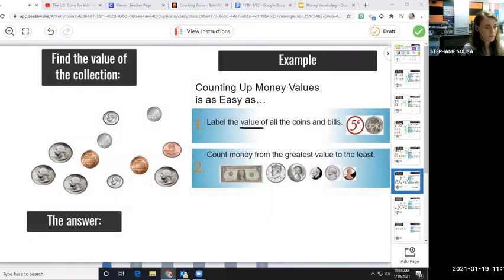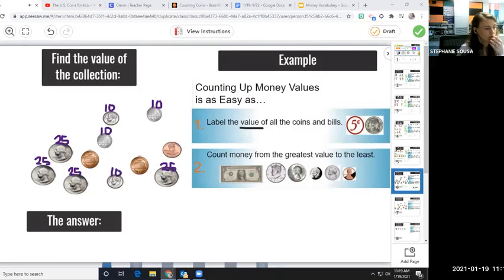I notice I have some quarters, so 25 cents, 25 cents, and 25 cents. Next, I'm going to look for my next greatest value. Do I have any dimes? Yes, I do. I know a dime has a value of 10 cents, 10 cents, and 10 cents.